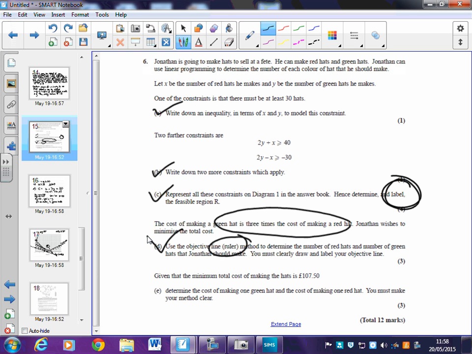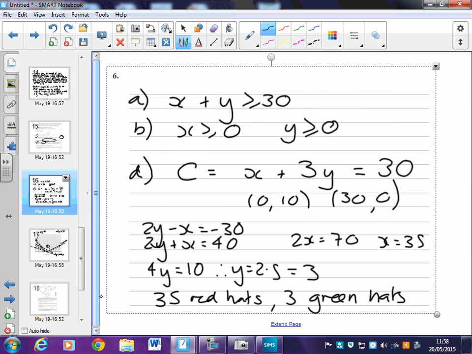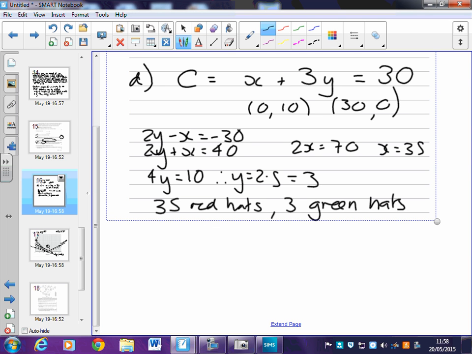Alright, given that the minimum cost of making the hats is £107.50, determine the cost of making one green hat and one red hat, making your method clear. So let's go back to the number of hats that we have got. We're going to make 35 red hats and 3 green hats, and altogether that comes to £107.50.